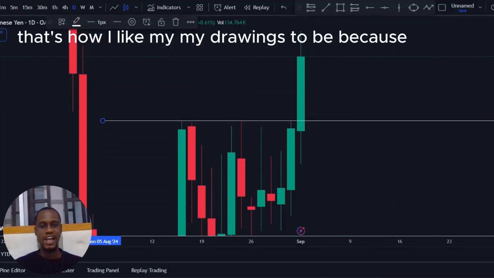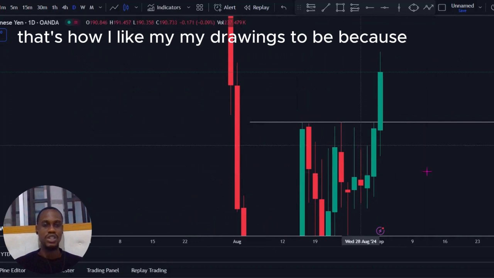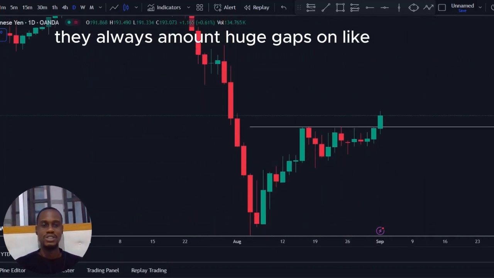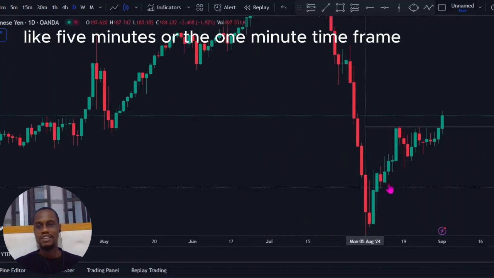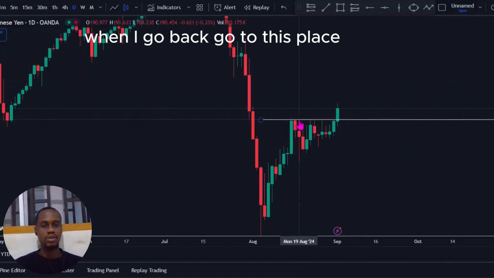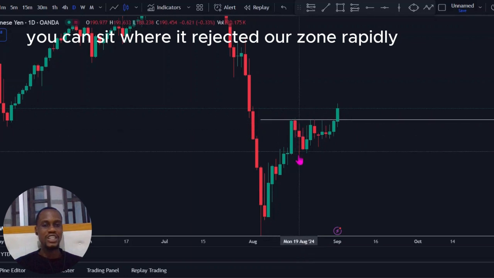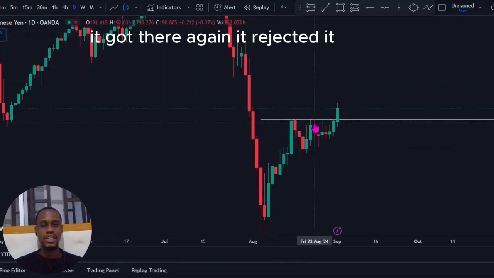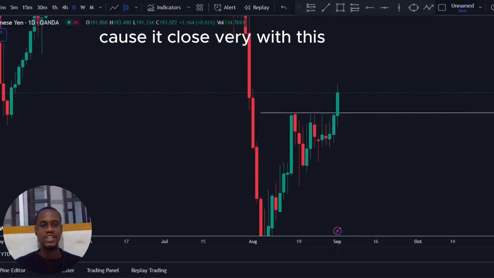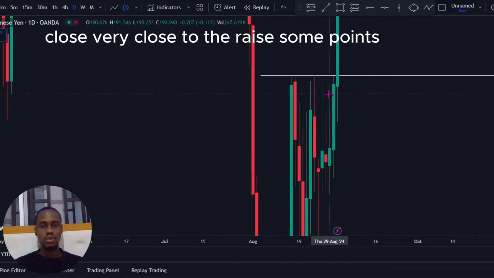That's how I like my drawings to be, because those little gaps always amount to huge gaps on lower time frames like the 5 minute or the 1 minute time frame. So that being said, the price action I'm seeing here is that when the market got to this place, you can see the way it rejected that zone rapidly. It got there again, rejected it, got there again, rejected it, and now we are trading at that level because this candlestick closed very close to the resistance point.